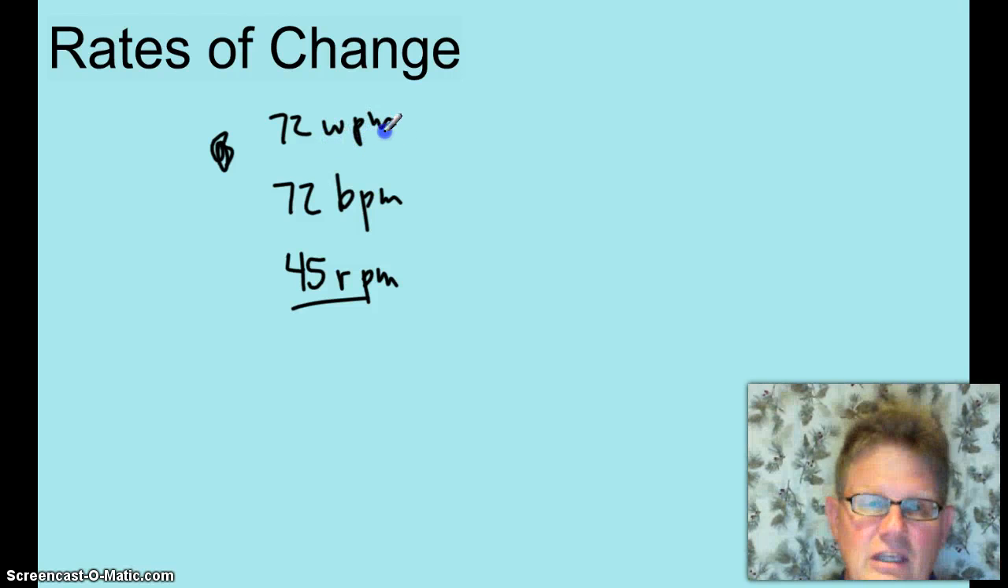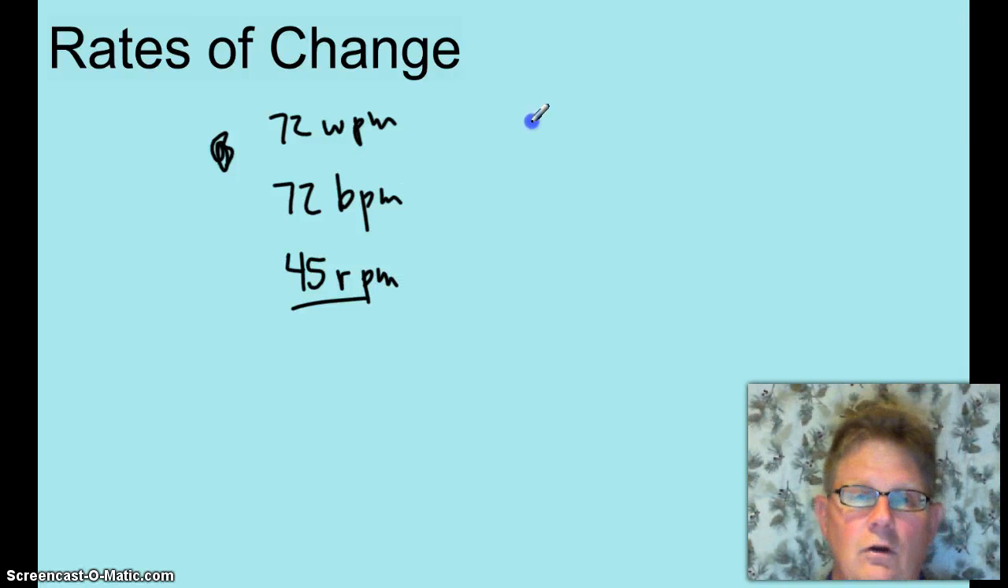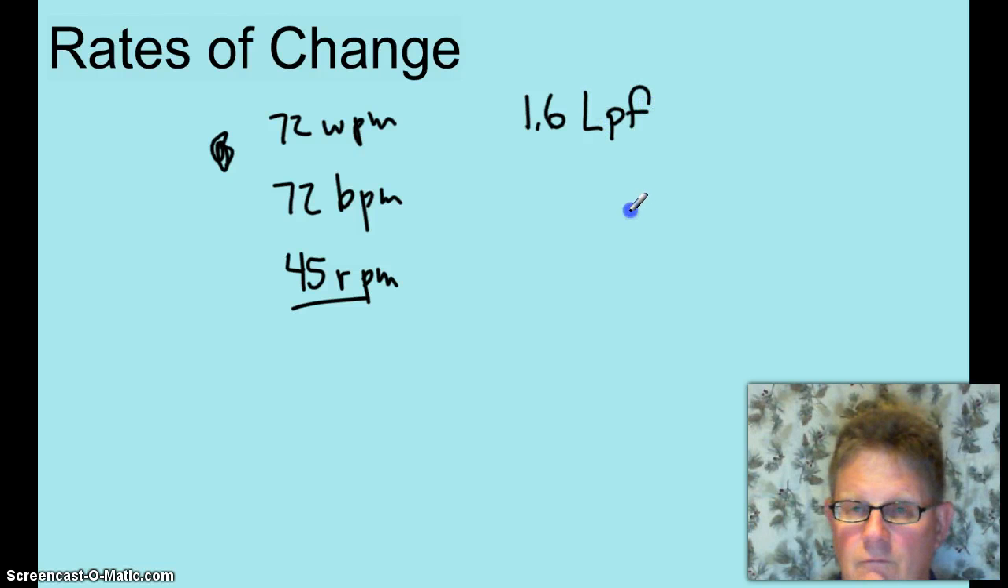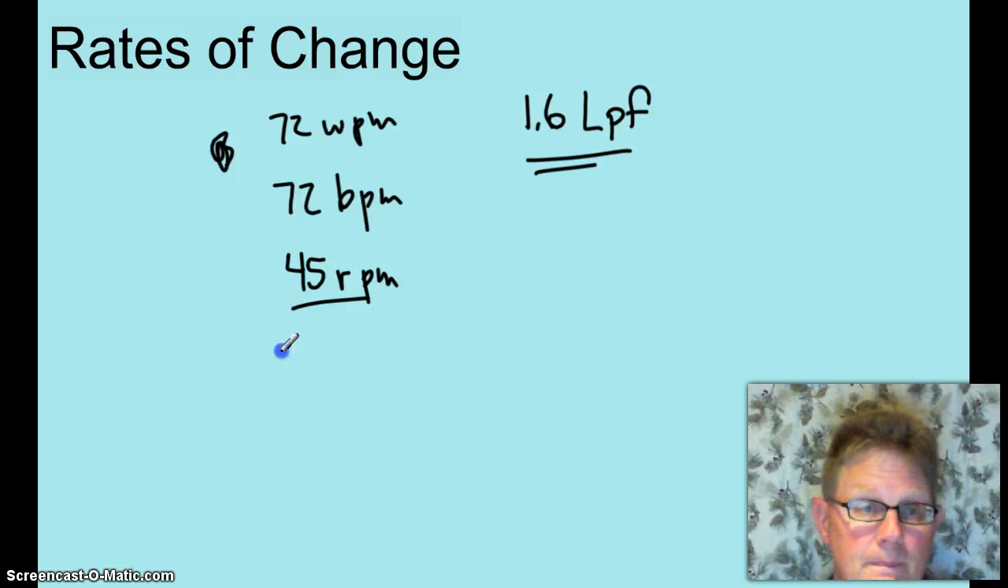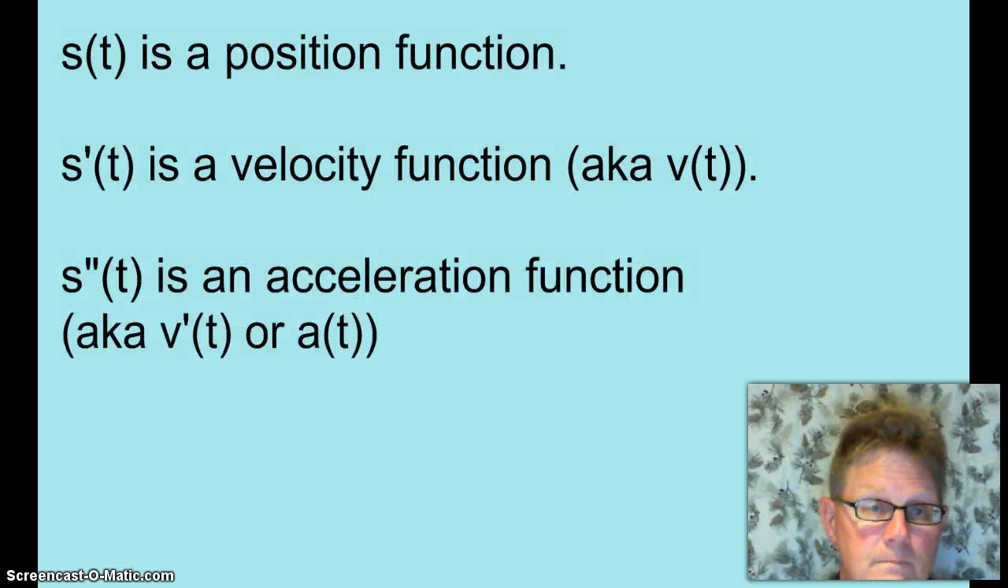Something per, usually a unit of time, although not always units of time. Because, hey, you guys, when you're standing up taking care of business, you see this thing on there, 1.6 LPF. I know some of you know what I'm talking about. Alright. Anyway, those are rates of change. Let's move on.